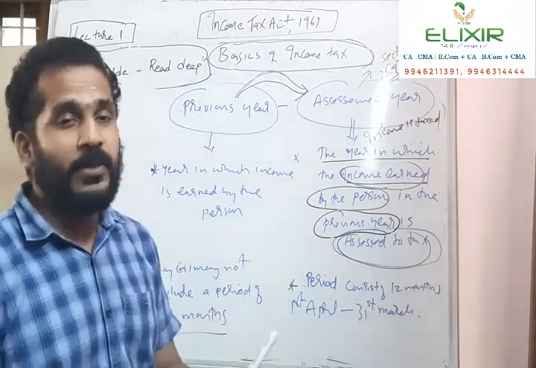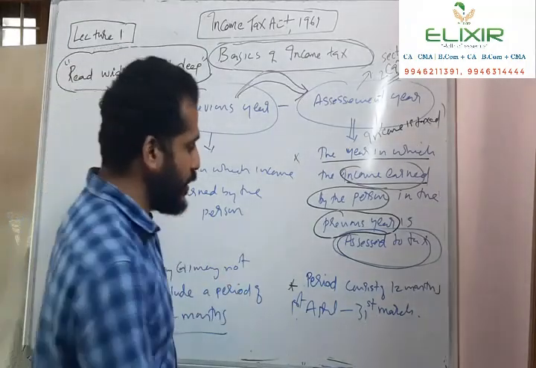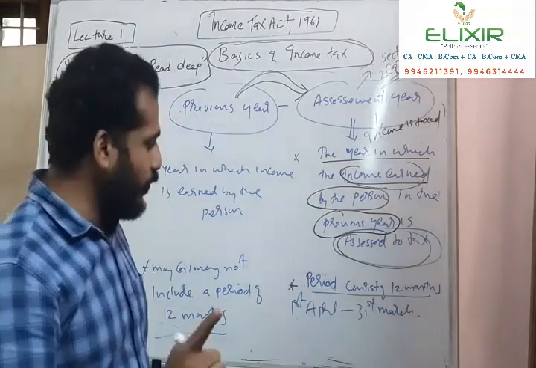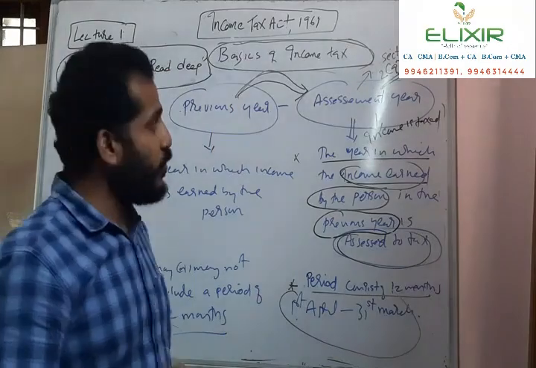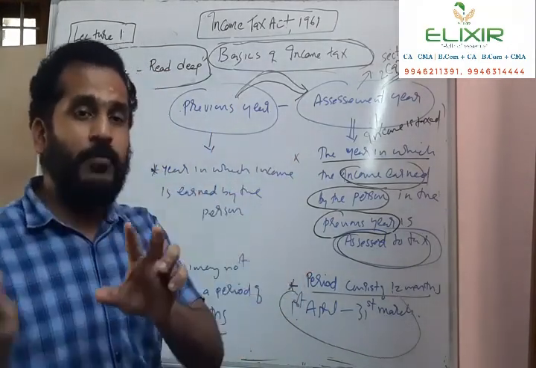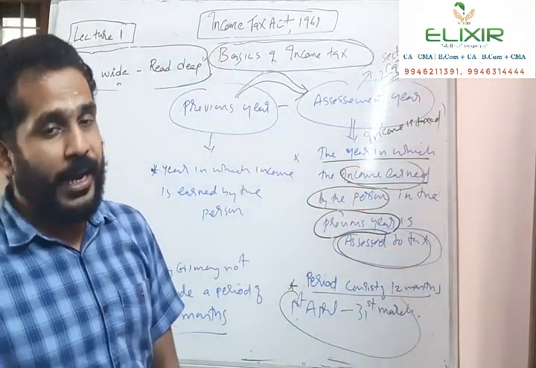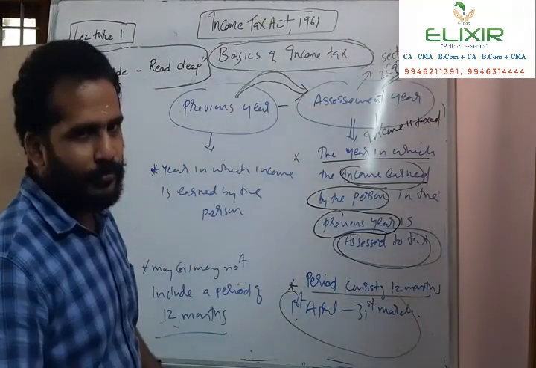Assessment is the purpose of the Act. Assessment year consists of a period of 12 months, starting from 1st April to 31st March. So this is all about the assessment year. It is a period of 12 months commencing from 1st April and ending on the 31st March. So what is the previous year?